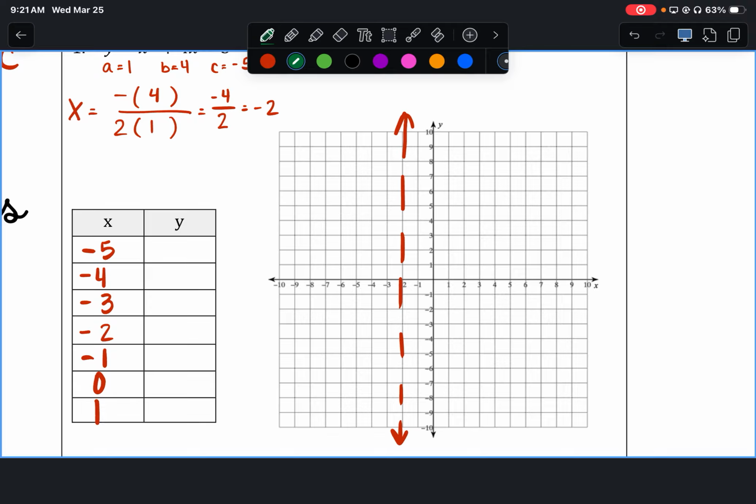When we plug this in, what is our y value when x is -2? When x is -1? When x is 0? When x is 1? When x is 2? When x is 3? When x is 4? Okay, and then we're good to graph that.